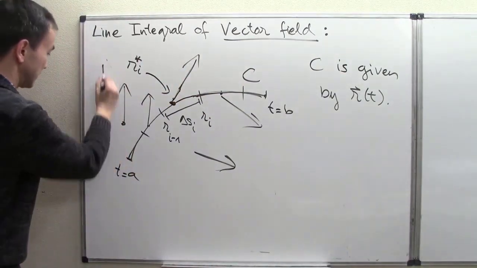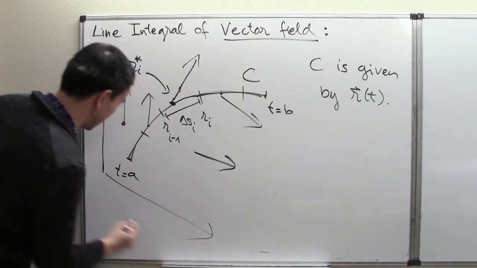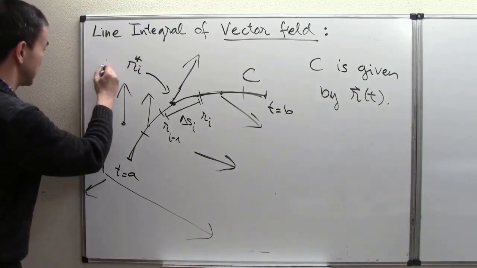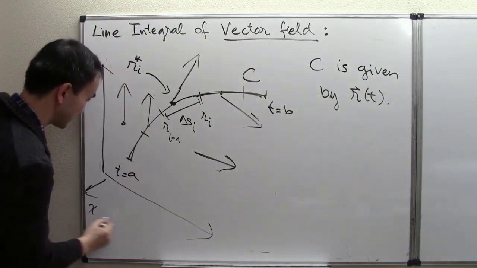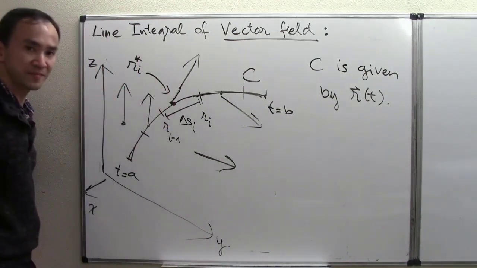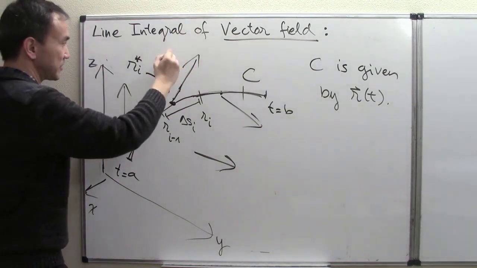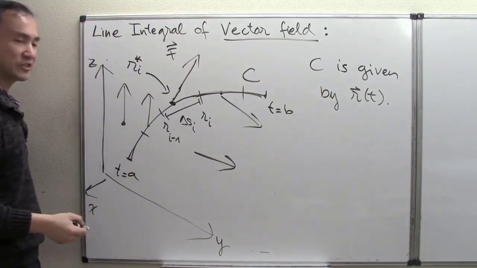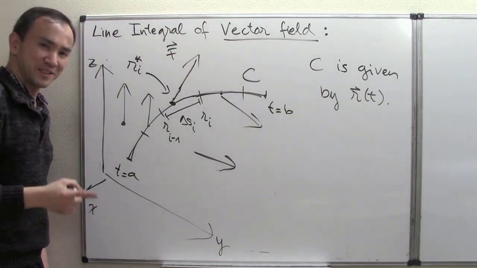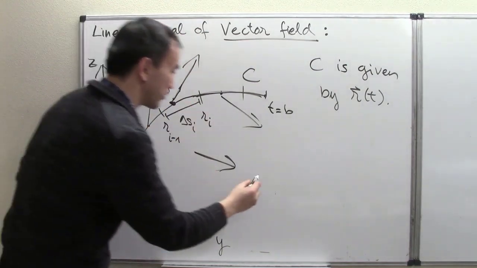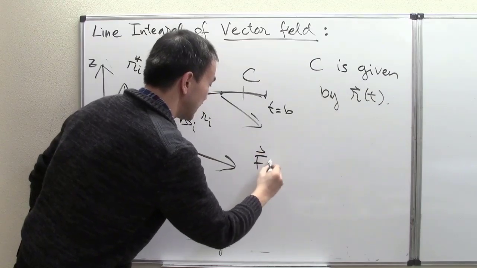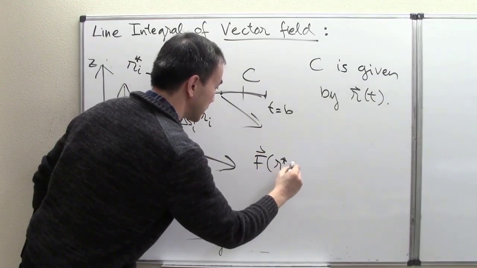You can draw, okay, x-axis here, z-axis here, and y-axis. Okay, and then there's a space curve, and so there's your vector field F right there. The idea now is that at each point right here, the vector F is evaluated at the point r star i.